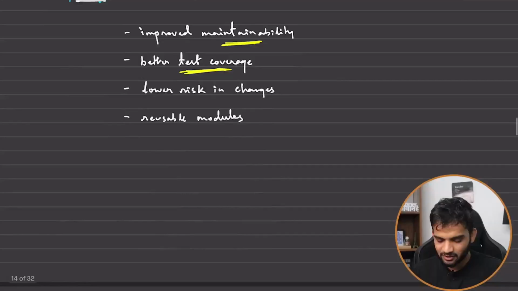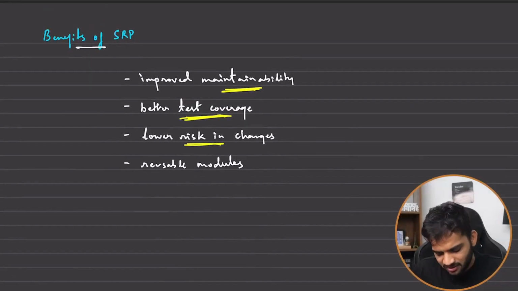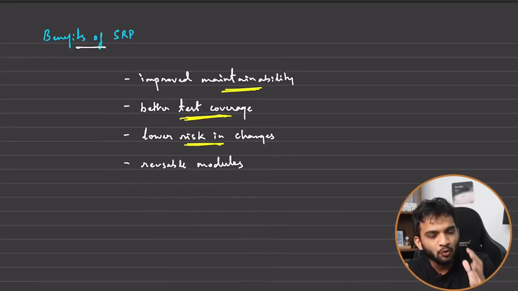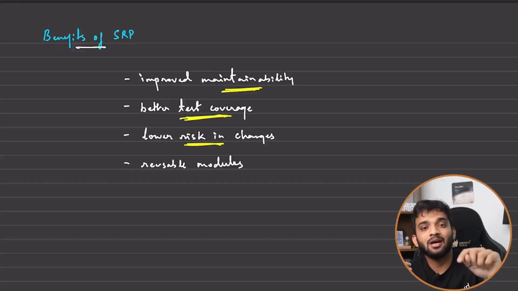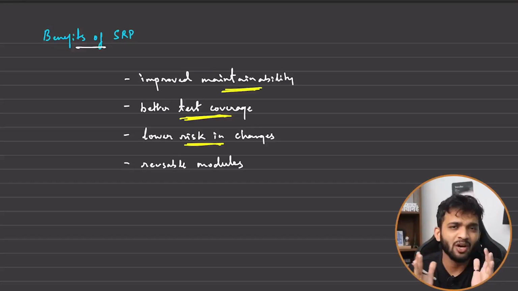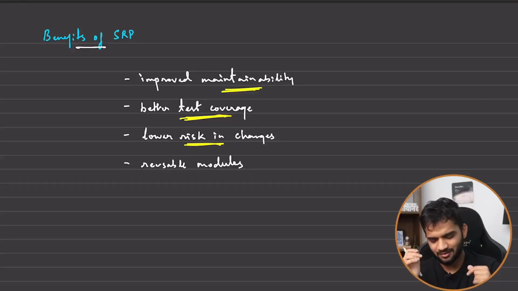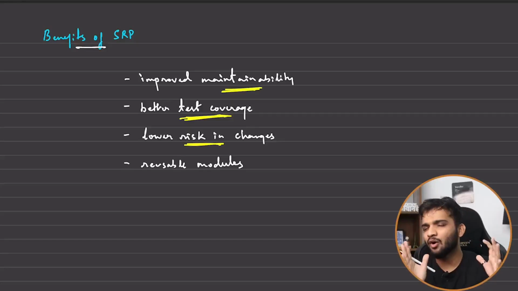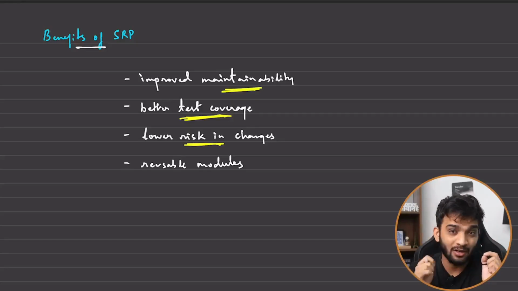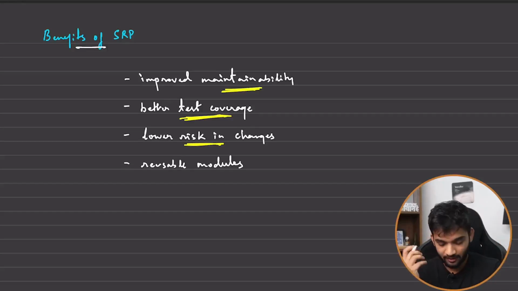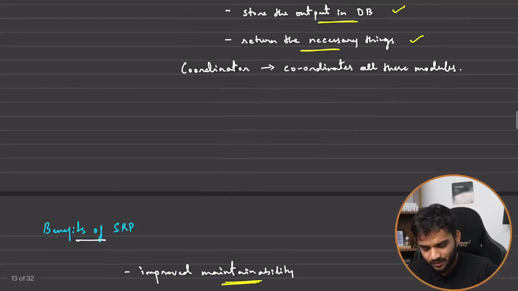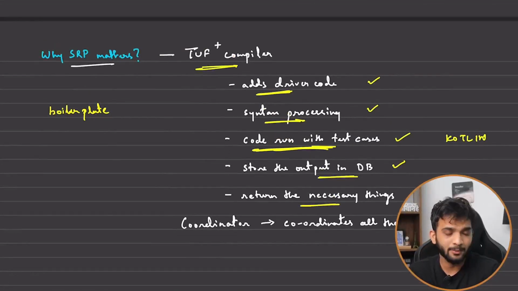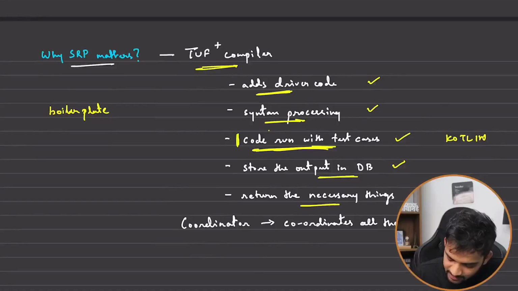Perfect. Next one, low risk in changes. Even if you make a change in a class and it breaks, you know that the change in that class caused the break, so you are aware of it. And typically, because it's a single responsibility, you'll have to take care of that responsibility only. You'll not have to think about the other things. Got it? Reusable modules. What do I mean by that? So when I say reusable modules, this is a code run with test cases.